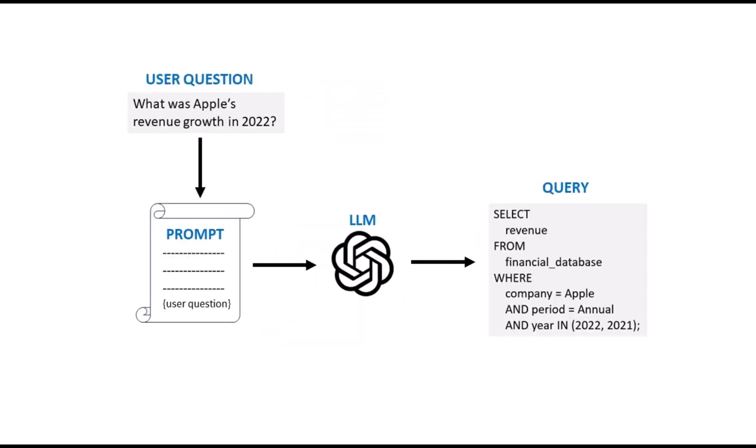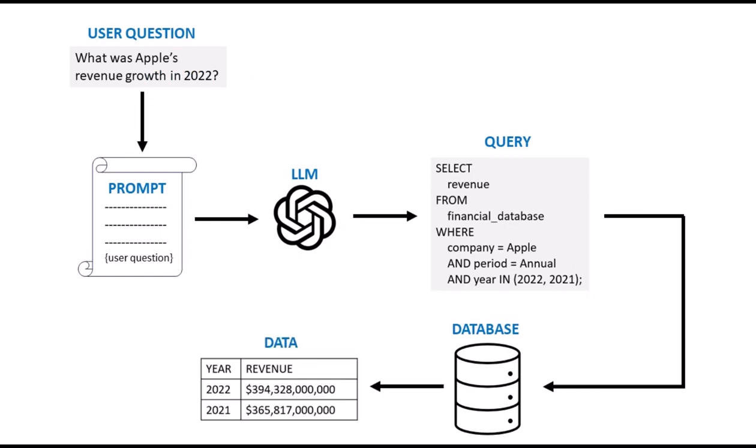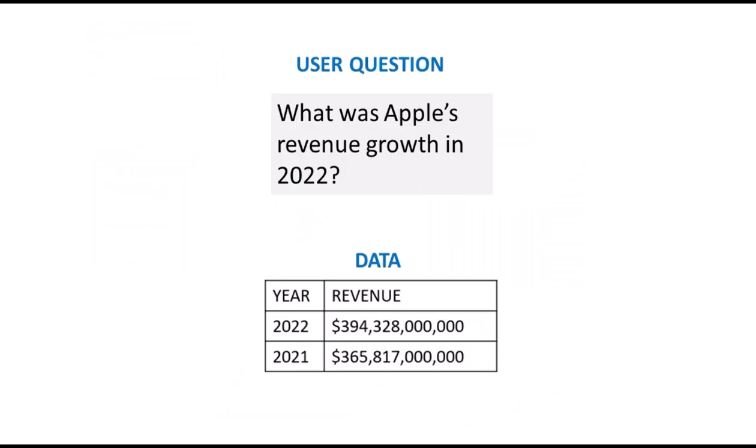It's then transformed into a database query, which extracts the information we need, in this case being the revenue for 2022 and 2021. Once we have this data, we can combine it with the original question and send it through the LLM again with a different prompt in order to get the answer.